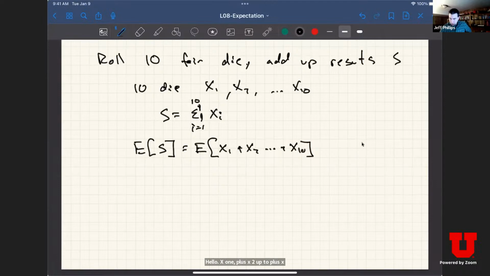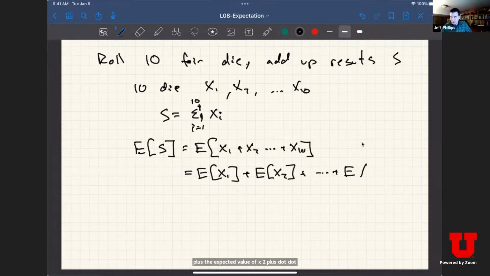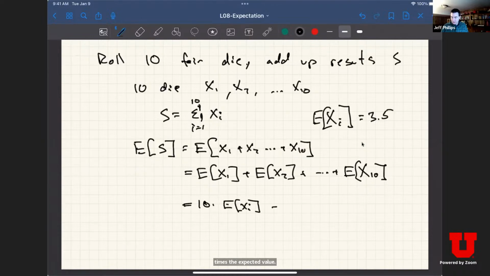Okay, so I can write this as the expected value of x1 plus x2 up to plus x10, which is going to be equal to the expected value of x1 plus the expected value of x2 plus ... plus the expected value of x10, right? And we know each of these, the expected value of xi, we calculated earlier. That was 3.5, right? So I'm going to get 10 times the expected value of each xi, since they're all the same, which is 10 times 3.5, which is 35. So to get the expected value of the sum of the amount I get from rolling 10 die, I just do 10 times 3.5, 35, right?